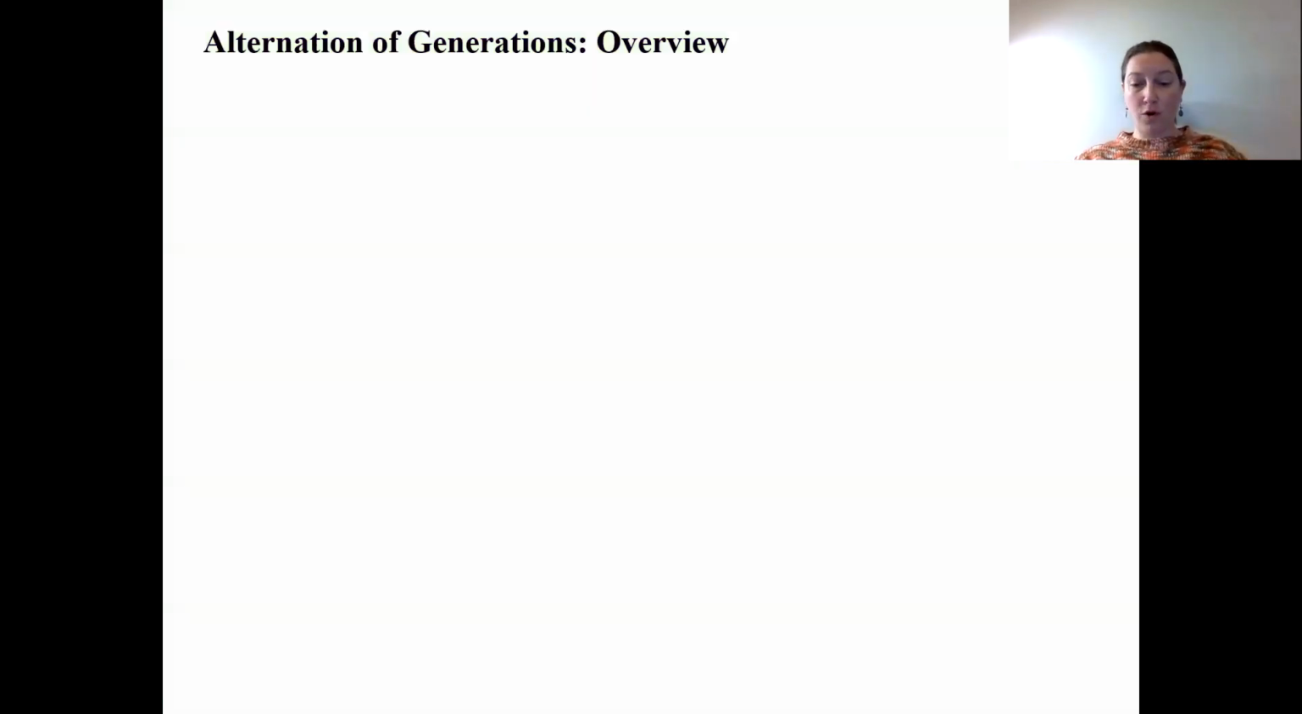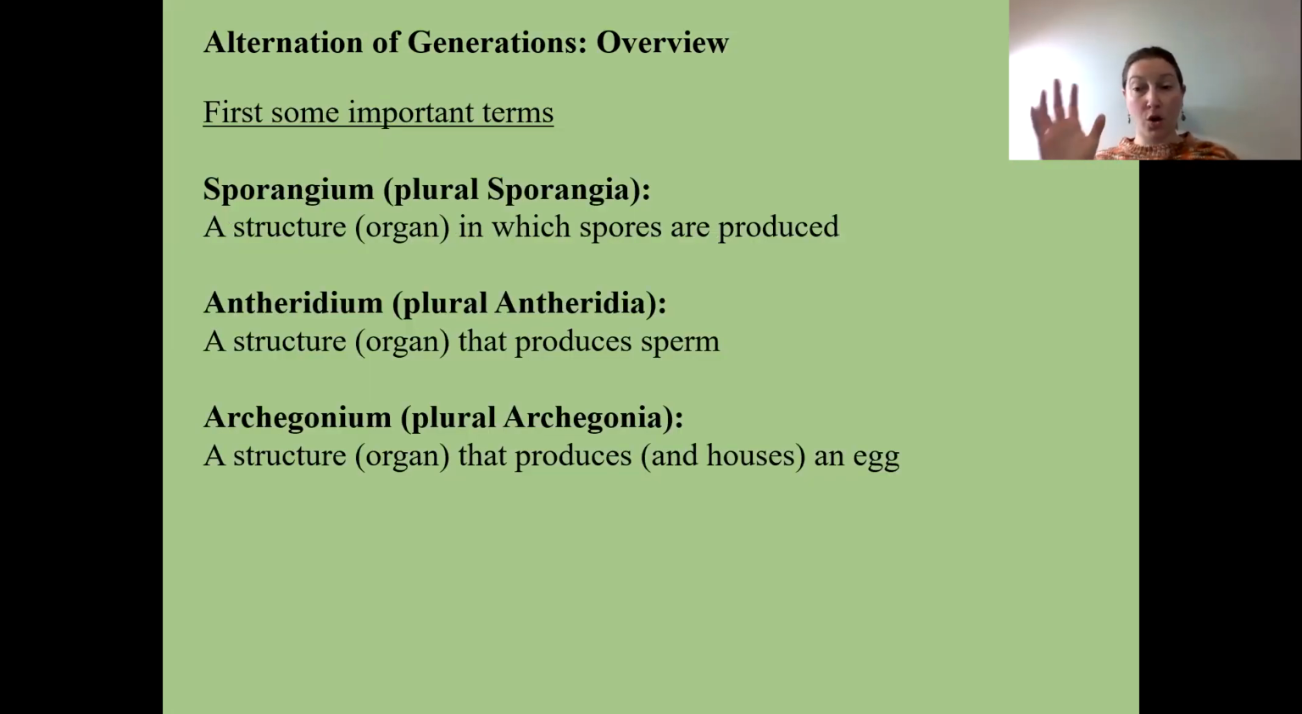A few more terms before we go through this process. Sporangium, plural sporangia, is a structure or organ that makes spores. Antheridium, plural antheridia, is a structure or organ that makes sperm. And archegonium, plural archegonia, is a structure or organ that produces, holds onto, and houses an egg.